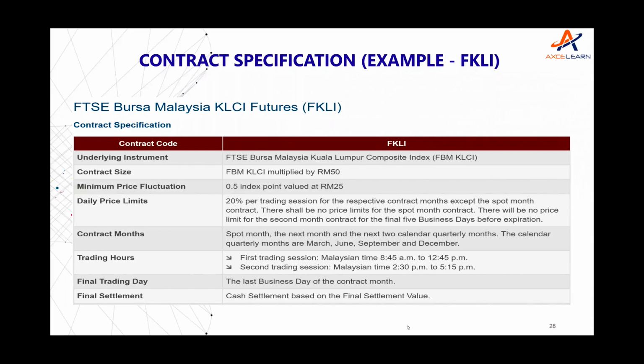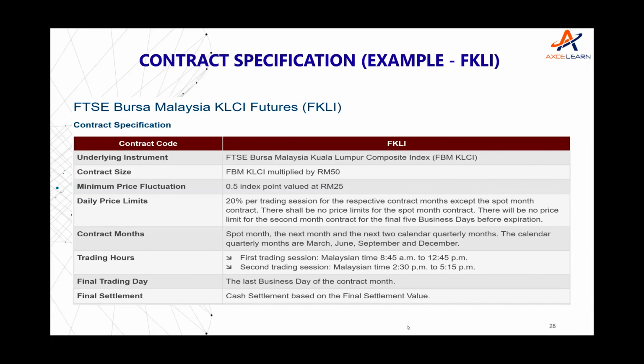I repeat, as the FBM KLCI moves, FKLI will more or less follow in tandem because it derives from the underlying product, which is the FBM KLCI. The second line is the contract size. As already mentioned, for every FBM KLCI point, the FKLI multiplies by Ringgit Malaysia 50. This is standardized by Bursa Malaysia Derivatives. So they already fixed every point at Ringgit Malaysia 50.